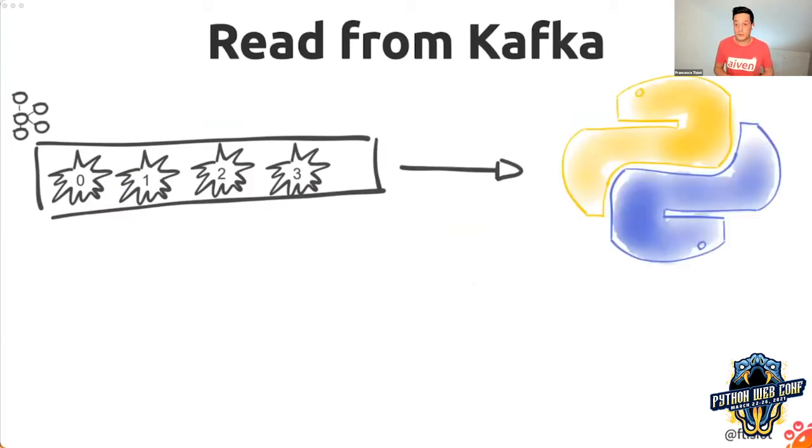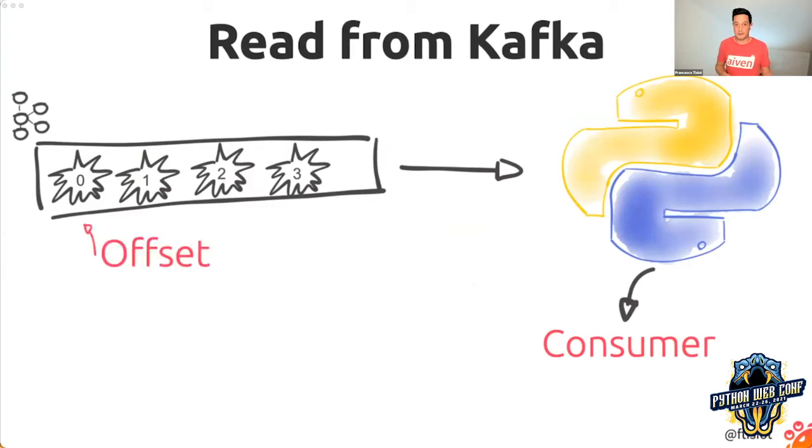On the other side, if I want to read from Kafka, I will have a Python application again that will be called a consumer. And what the consumer does, it reads the event number 0, and it communicates back to Kafka, hey, number 0 is done, move my offset to 1. So next time it will send me the number 1. Once it reads also the event number 1, it communicates back to Kafka, hey, I'm done with 1, offset to 2.